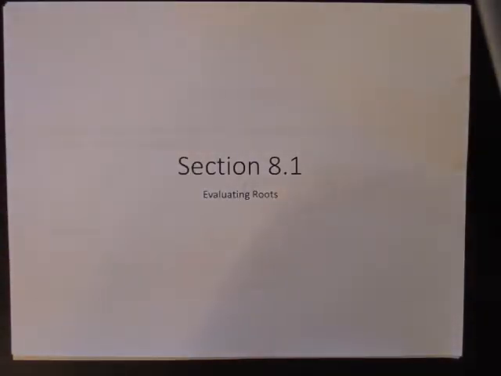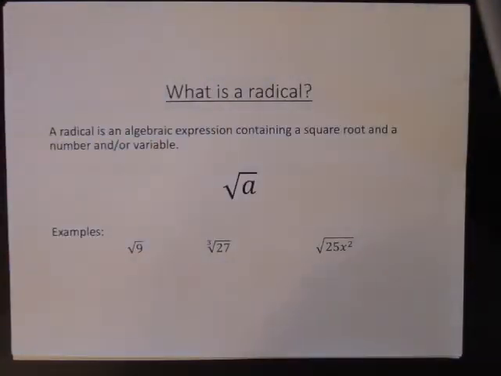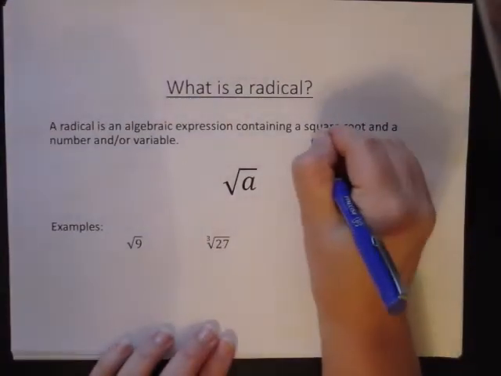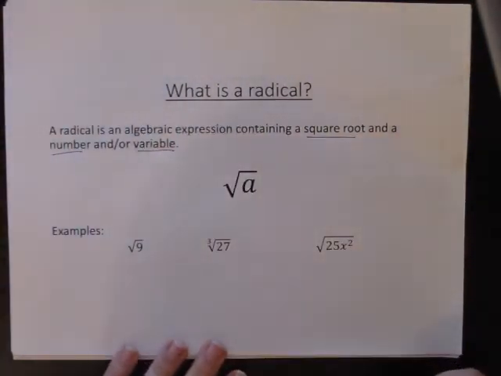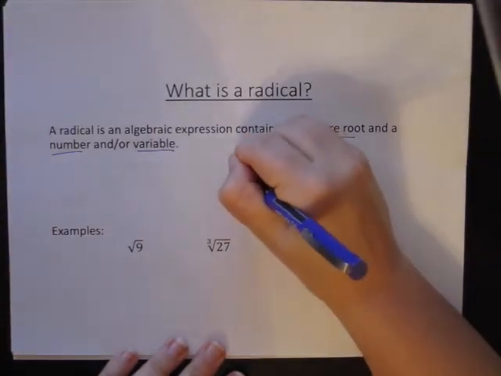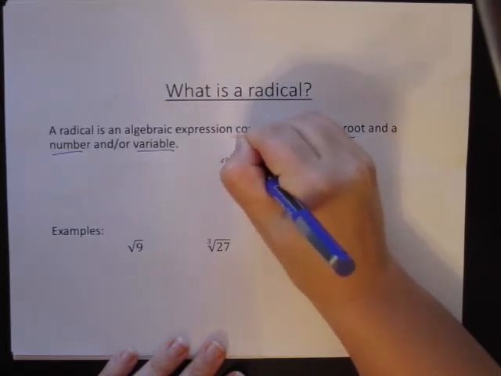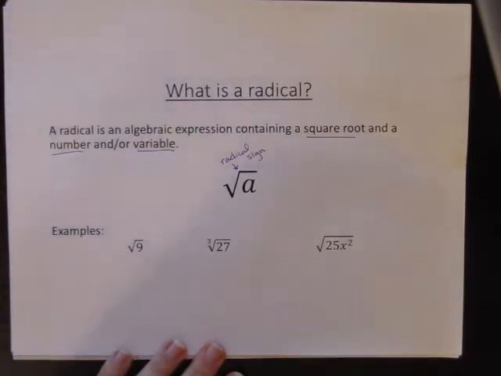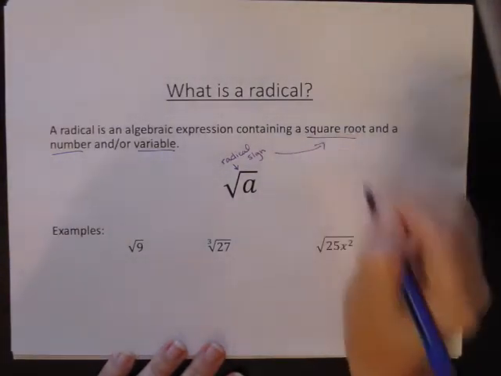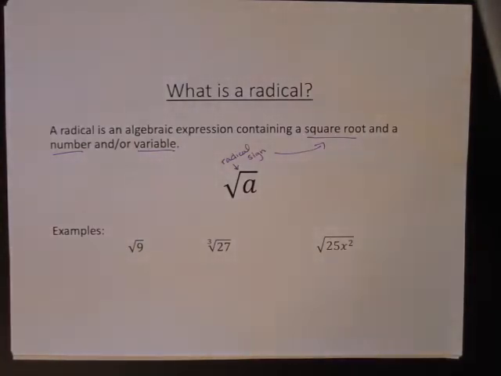Alright, so today what we're going to do is we're going to be evaluating roots. So first thing we got to do is define what is a radical. A radical is an algebraic expression containing a square root and a number and/or a variable. Okay, so this actual square root, or what we usually call a square root, is also known as a radical sign. Okay, we typically call it a square root, and I'll probably refer to it more as a square root than a radical sign, but technically it's called a radical sign.